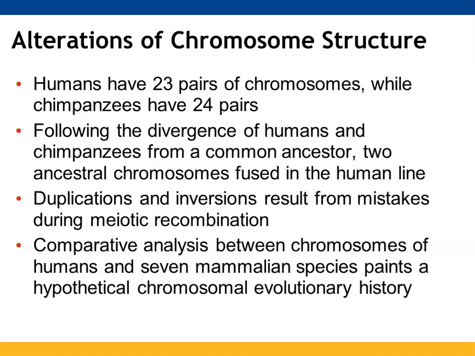Humans and chimpanzees have a very similar number of chromosomes. Humans have 23 pairs, chimpanzees have 24. Humans and chimpanzees diverged from a common ancestor, and as a result, two ancestral chromosomes fused in the human line. Duplications and inversions can result as a part of meiosis. When we compare human chromosomes with those of some other mammalian species, we can use the similarities and differences to describe what we think happened on a chromosomal level in their evolutionary development.